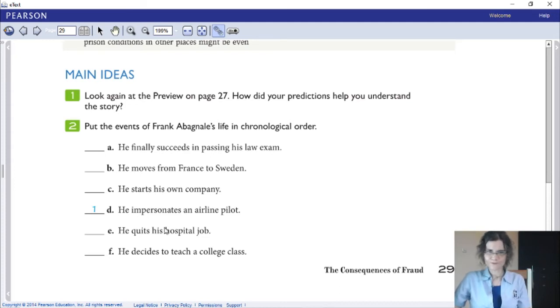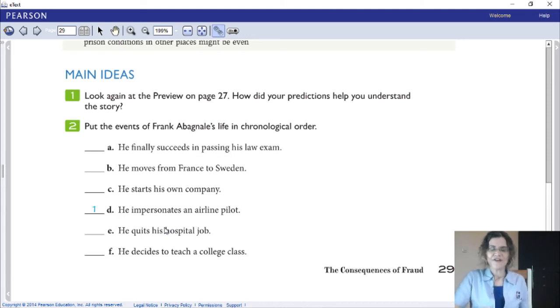Okay, number 2. Activity 2. Put the events of Frank Abagnale's life in chronological order. So this is a true story about this man, about his crime. So there is a chronological order. If someone else writes about someone else's life, that would be a biography, right? If we ourselves write about our own life, that would be an autobiography. And if it is written in a story form, it would be a biographical narrative or an autobiographical narrative.